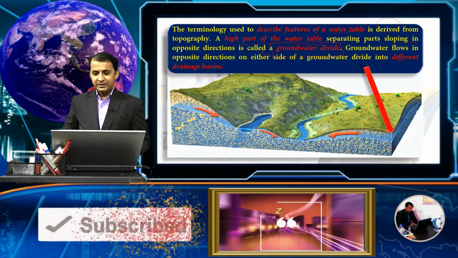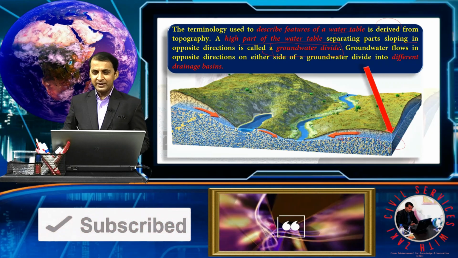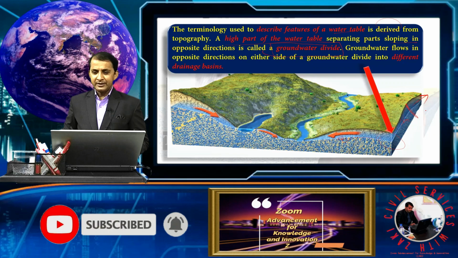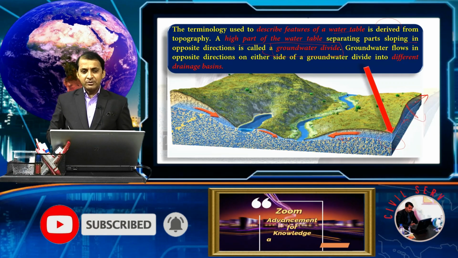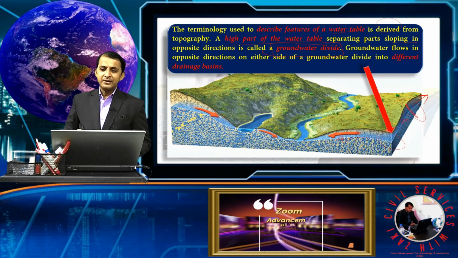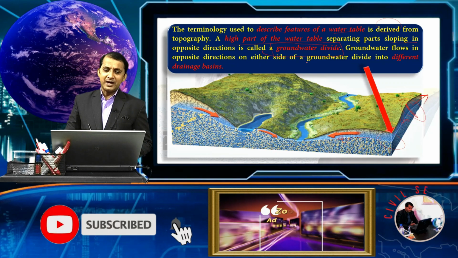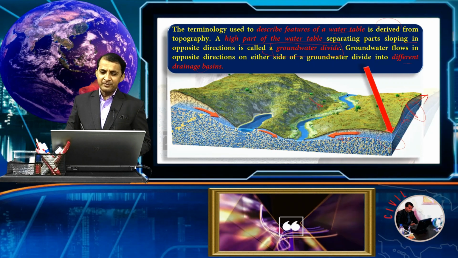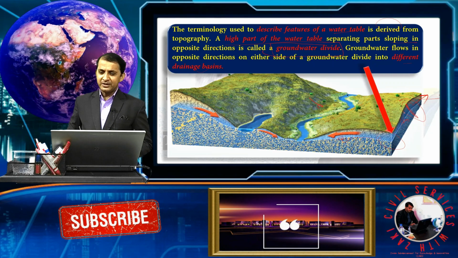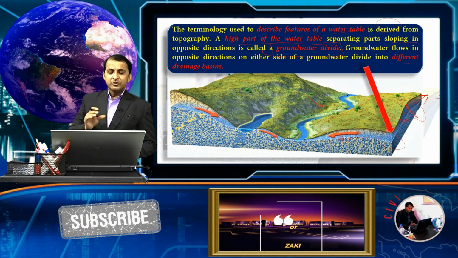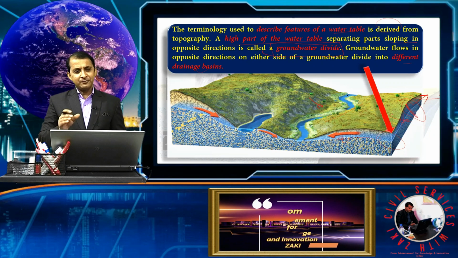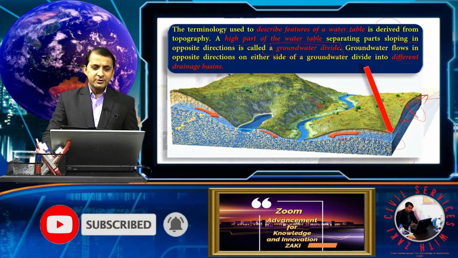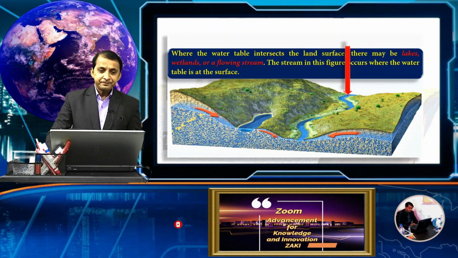So see here, it is groundwater. Some water here, some water here. Another divide is here. So it also possesses a water divide. They flow in opposite directions from the groundwater divide to different drainage systems. So if we see this drainage pattern and another drainage pattern, they follow the groundwater divide and flow into different drainage basins. So let's move forward and see another thing.